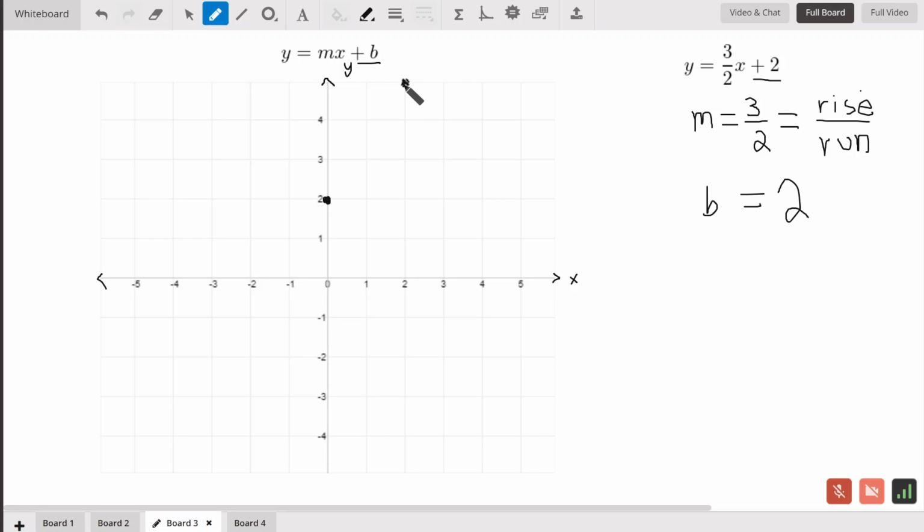Now we're going to connect those 2 points. When graphing a linear function, you only need 2 points to create the line. So we connect them. And there you go, you're done.